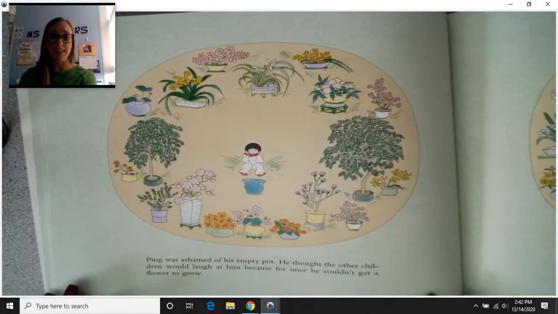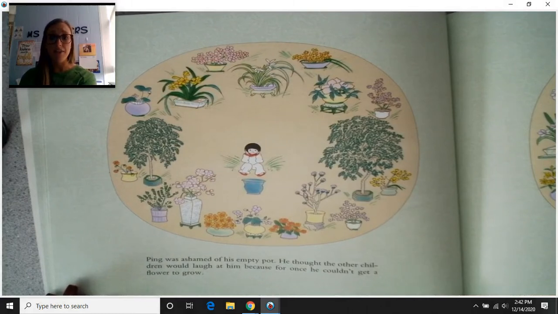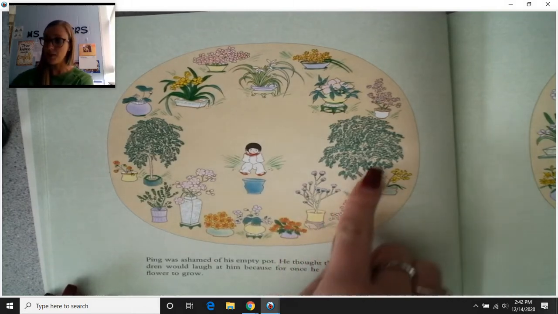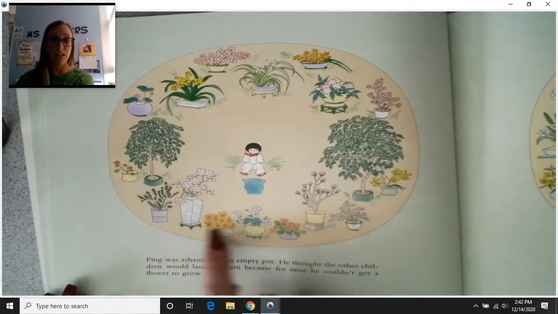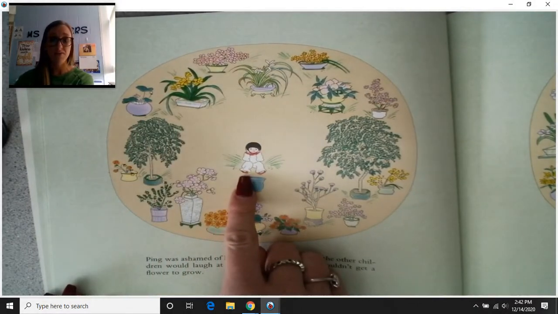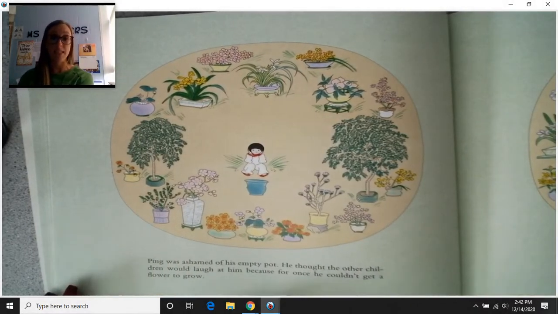Ping was ashamed of his empty pot. He thought the other children would laugh at him because for once he couldn't get a flower to grow. So here we see all of the other children's flowers, and then there's Ping with his empty pot.